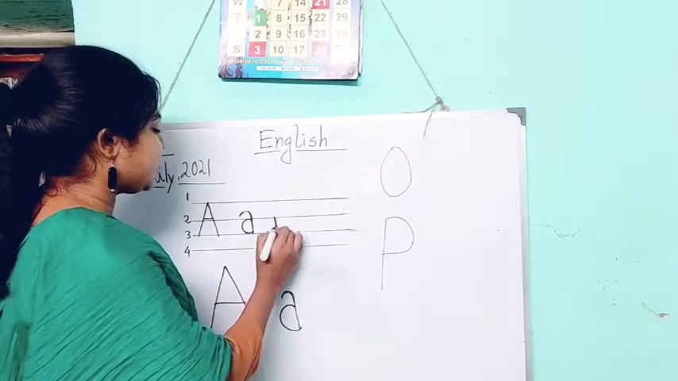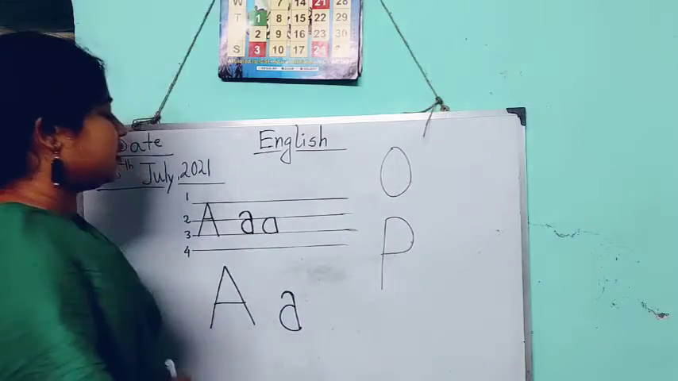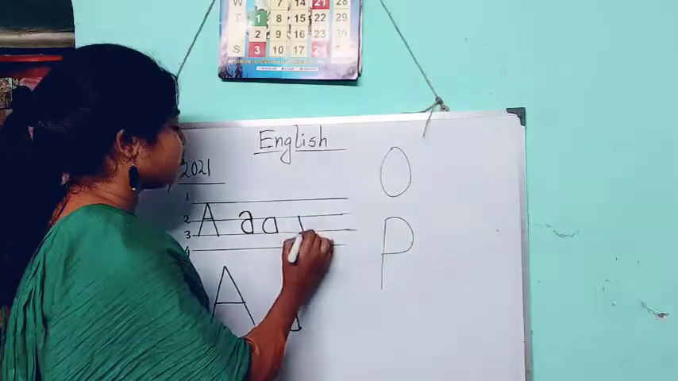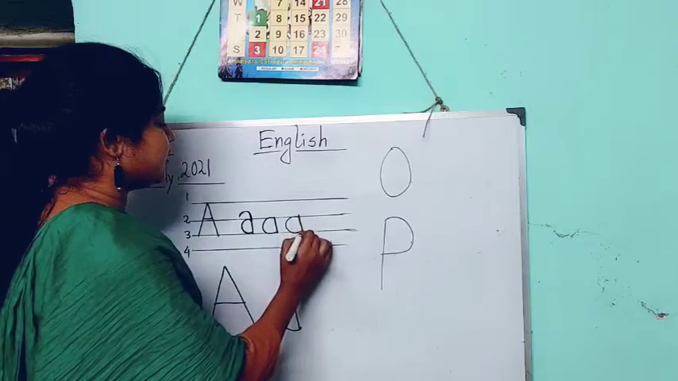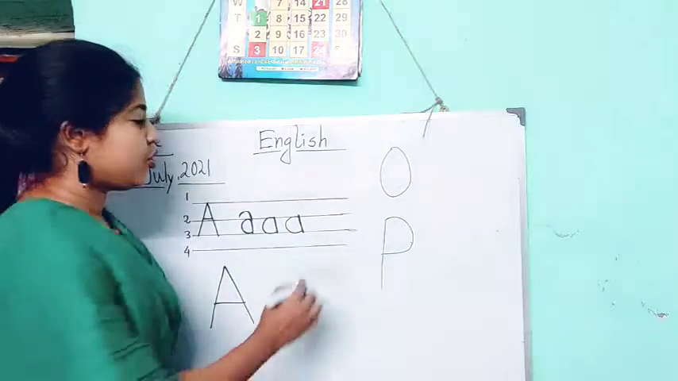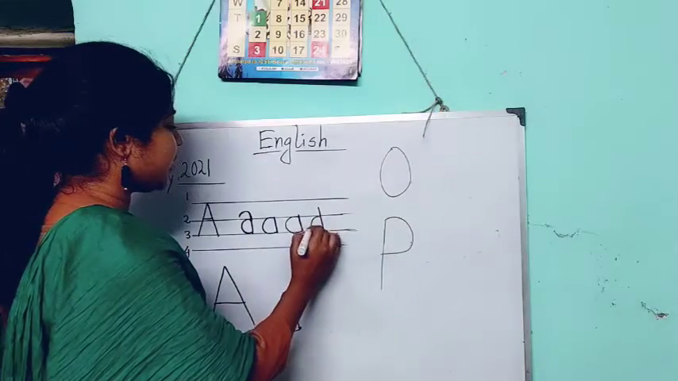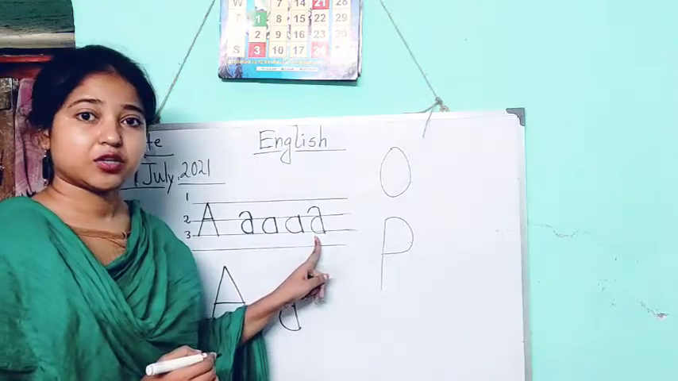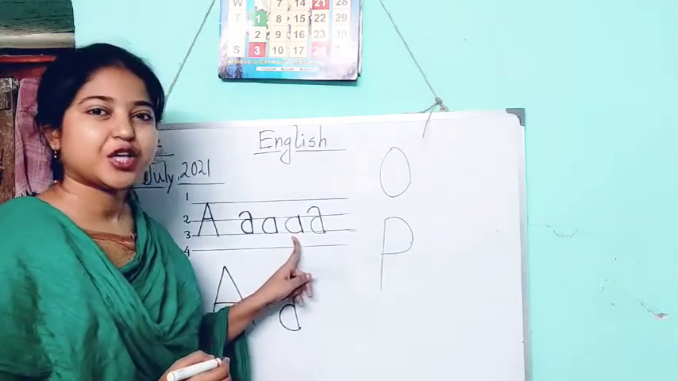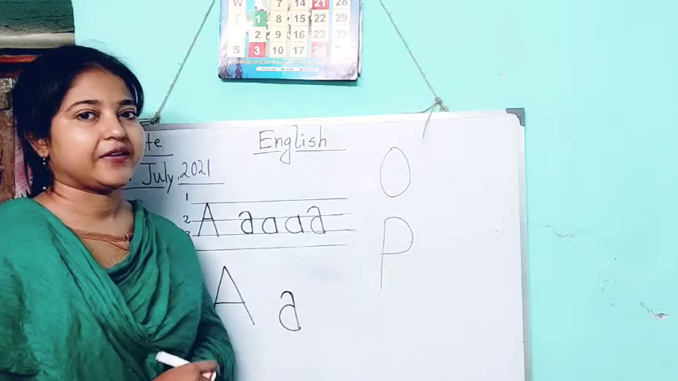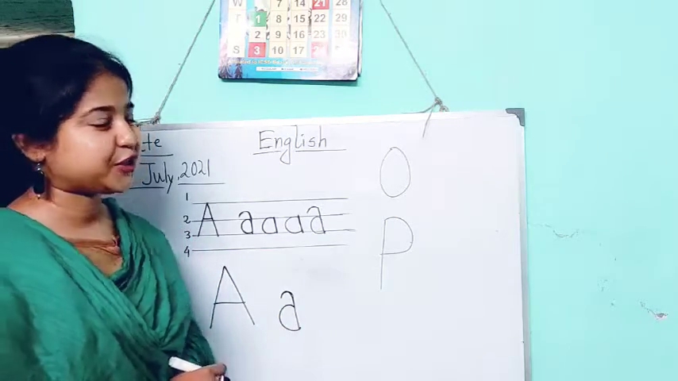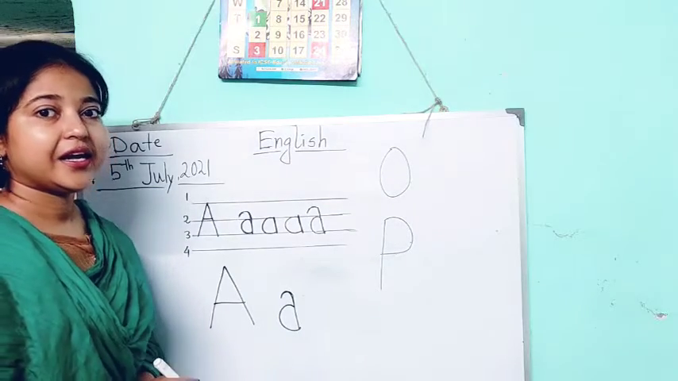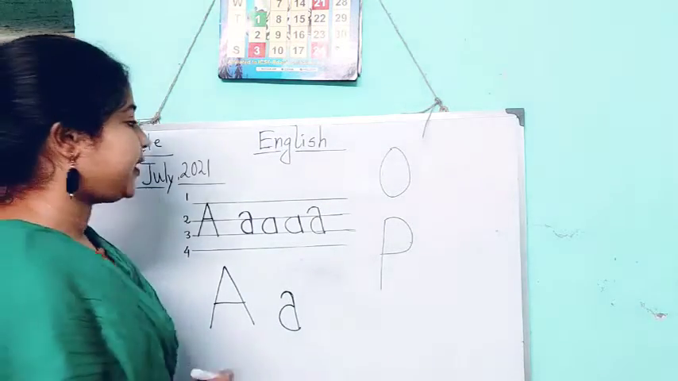Or if you write this way, only a straight line and a curved line, this is also okay. Or you can just make the line a little bit longer and do like this. This way is also correct and this one is also correct, okay? So both are correct. You can write your a according to your choice. So this way you will write the letter a. Now how will you write the letter b?